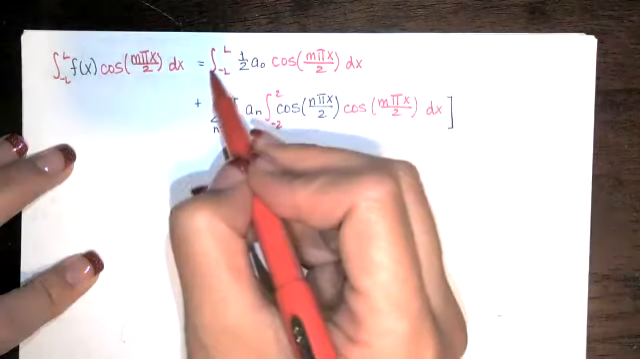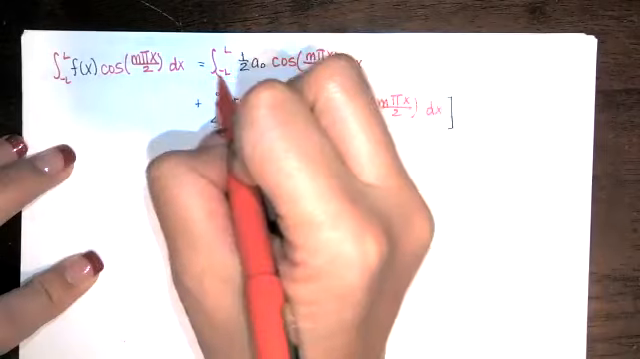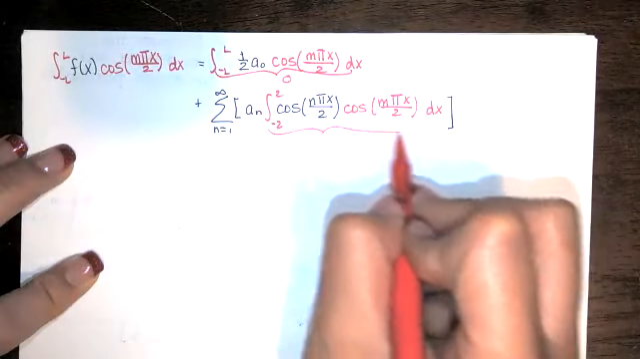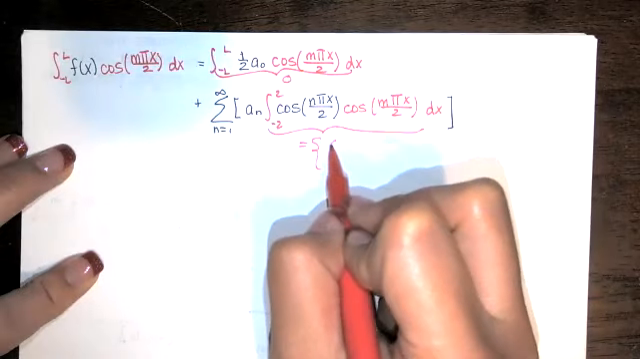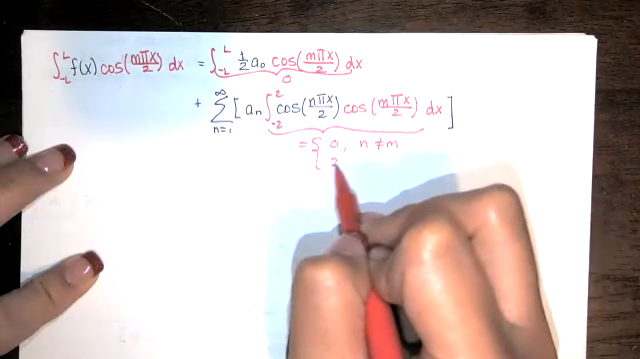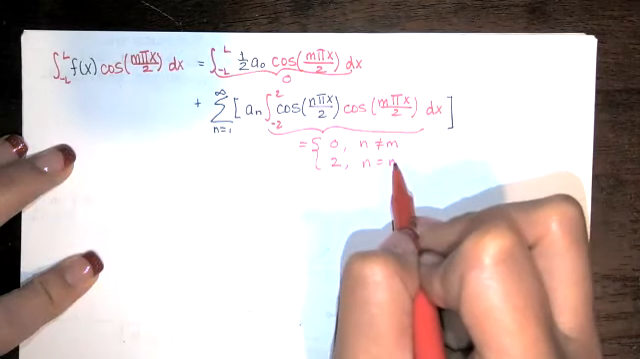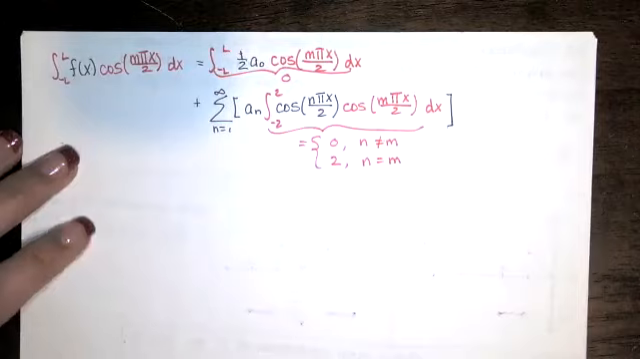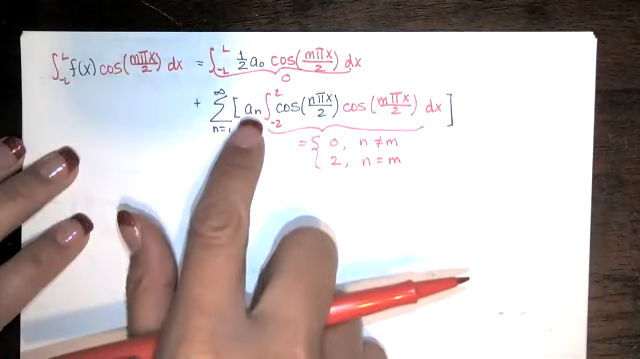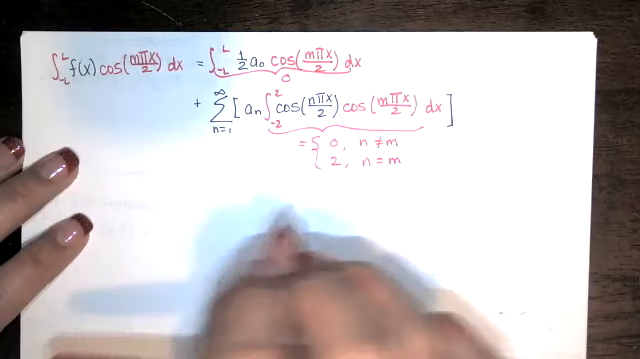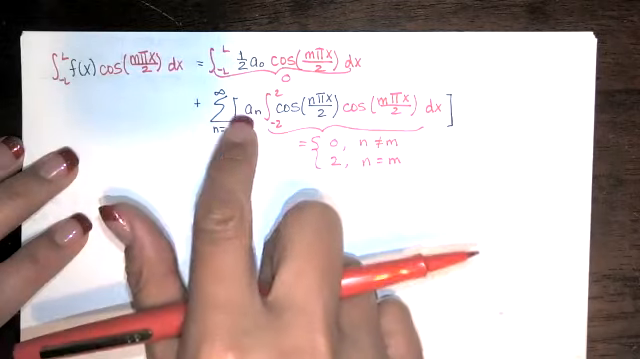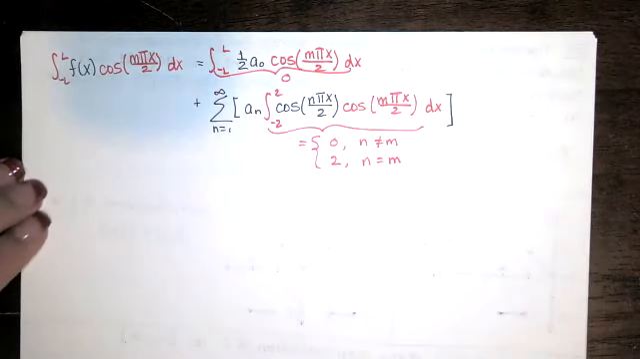All right, this is a constant times the integral of that cosine function, which we know to be 0. And then this is 0 most of the time, whenever the angles are different. But when the angles are the same, we get L, which happens to be 2 in this case. And then over here, we've got that integral. So this will be a sub n times 0 almost all the time, except when n is equal to m. When n is equal to m, we'll have a sub m times 2.